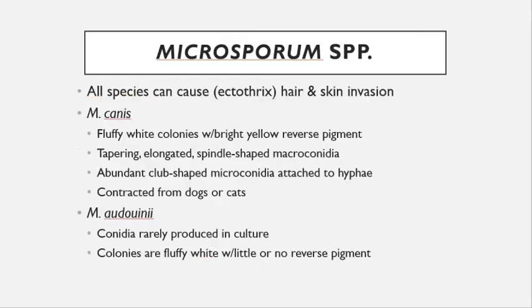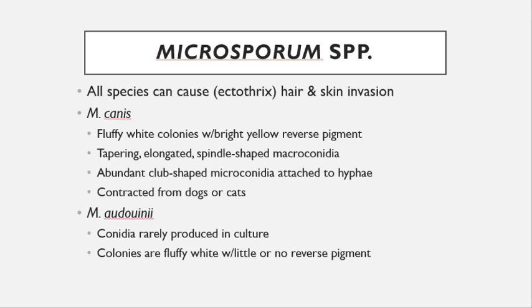For Microsporum species, all species can cause ectothrix, or infection on the outside of the shaft of the hair, and skin invasion. M. canis causes a fluffy white colony with bright yellow reverse pigment on the plate. The macroconidia are tapered, elongated, and spindle-shaped. You have abundant club-shaped microconidia attached to hyphae. This species is usually contracted from either dogs or cats.